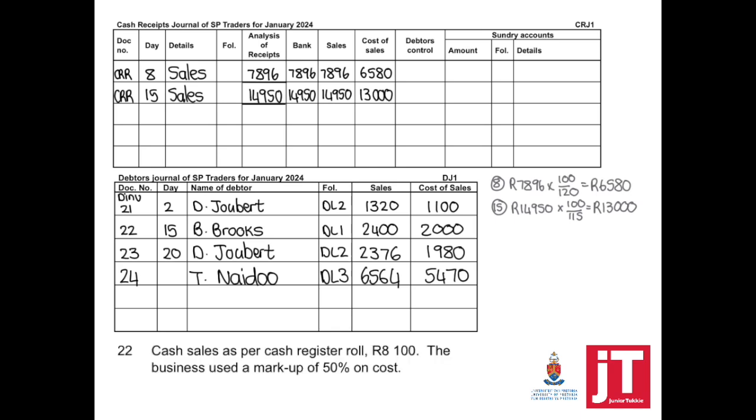Day 22, cash sales as per cash register roll, 8,100. The business used a markup of 50% on cost. So in this activity, there wasn't a fixed markup percentage. Each transaction had its own markup. So this is to practice a little bit of calculating cost when the markup percentage is given to you. Or it could be the selling price. They provided us with cash sales that goes into the cash receipts journal. They told us 8,100. That's the selling price. It means that we will need to work out the cost. To calculate the cost, 8,100 times 100 divided by 150.